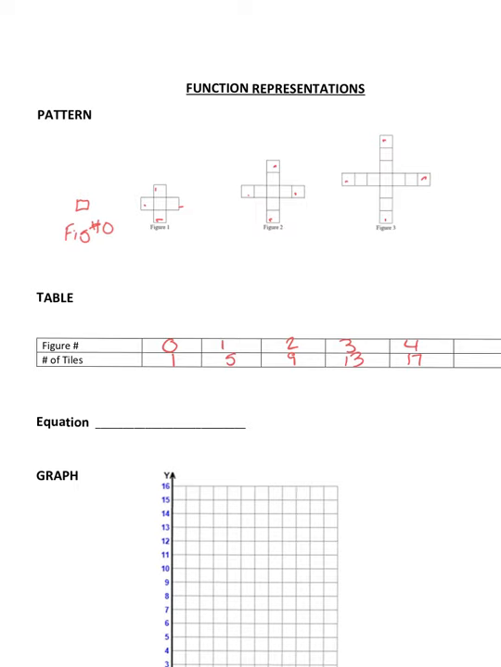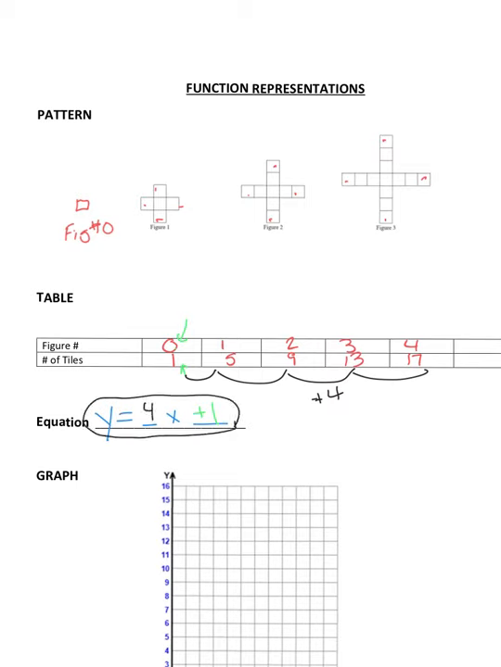And we use the same strategy we've used before. For our equation, we're going to have a y equals some number times x and then something at the end. Our figure number 0 is 1, which means that 1 is going to go here. And our growth factor is adding 4 each time. So that's what's going to go here, which tells us that our equation is y equals 4x plus 1.